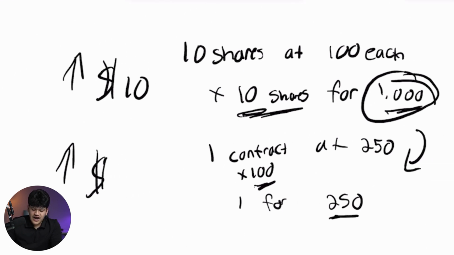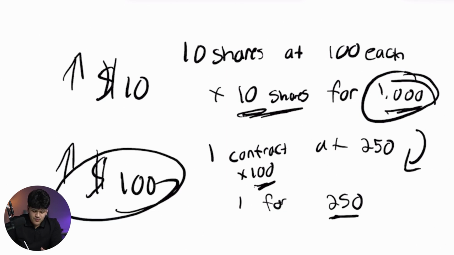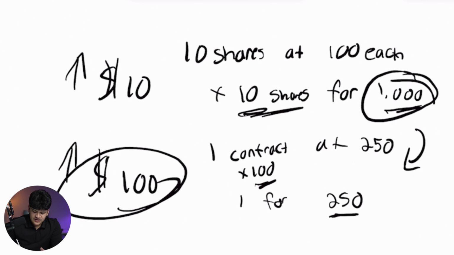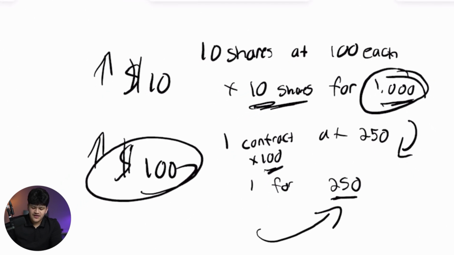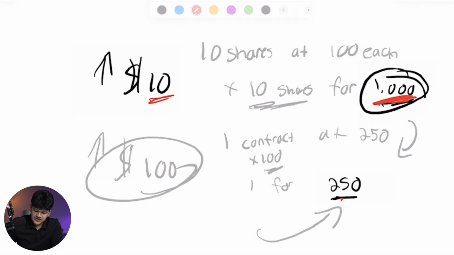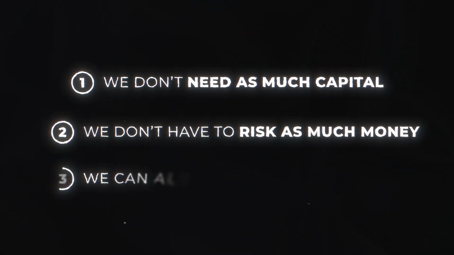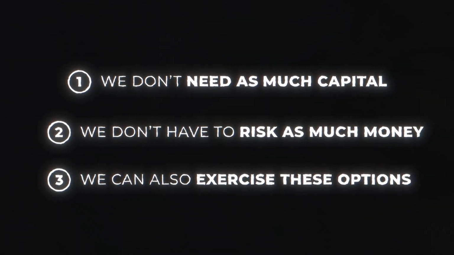But here, I'm risking $250. How much am I making? I made $100. So I just made a much bigger gain, and I'm risking way less money theoretically than here, where I have put in $1,000, but I'm only making $10 back. Here I'm putting in $250 and I'm making $100 back. So you guys can see here that we don't need as much capital, we don't have to risk as much money, and we can also exercise these options. Now every option expires and shares do not. So let's talk about that next.